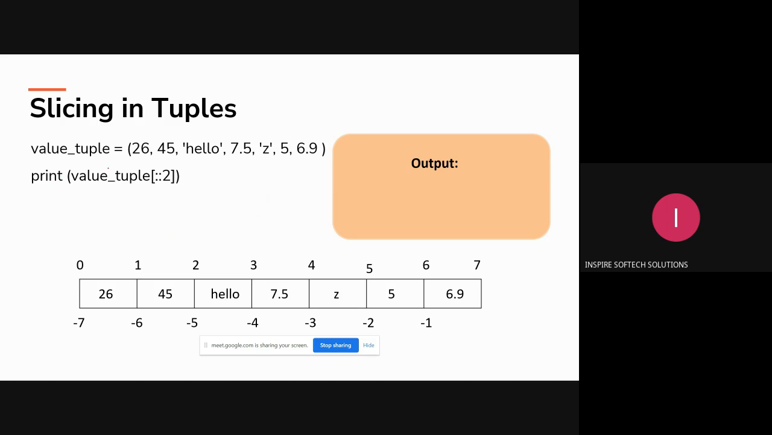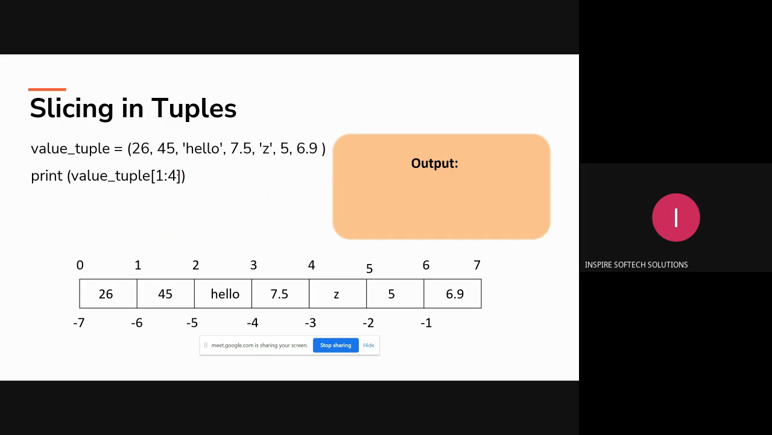Next, we'll move on. Just 2 or 3 questions are left, then we are done. So starting is going to be empty. Ending also is going to be empty. Step is given as 2. So I'll start from here, I'll end here, and I have to move 2 steps forward. So 26, then hello, then 2 steps forward, Z, then 2 more steps forward, 6.9. The answer is going to be 4 values: 26, hello, Z, and 6.9.